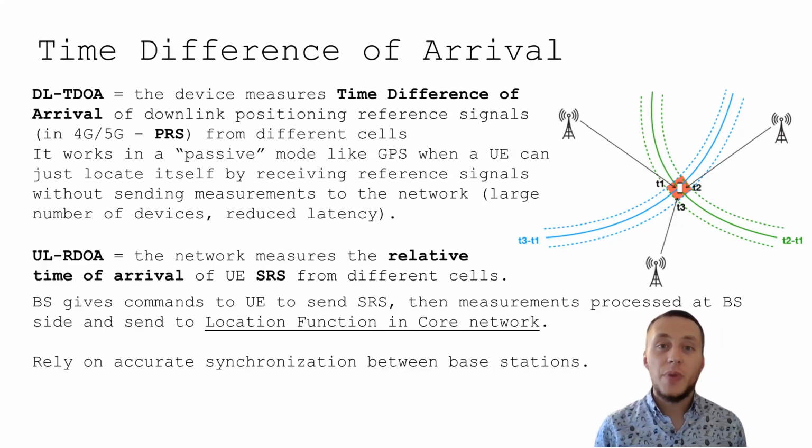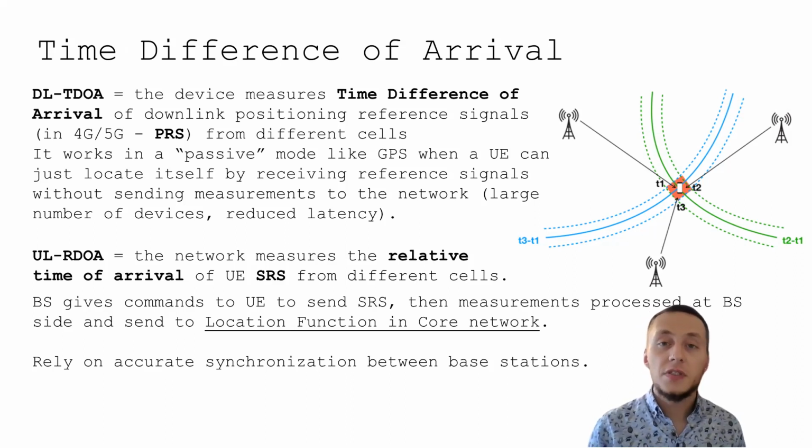Another method is based on time difference of arrival. The device can measure the time difference of arrival from different base stations, measuring a special signal, the positioning reference signal. It works in a kind of passive mode, when user equipment just locates itself by receiving those signals without sending measurement results to the network. So it supports a large number of devices. Of course, it is very good in terms of latency, in terms of how fast such a calculation can be done.